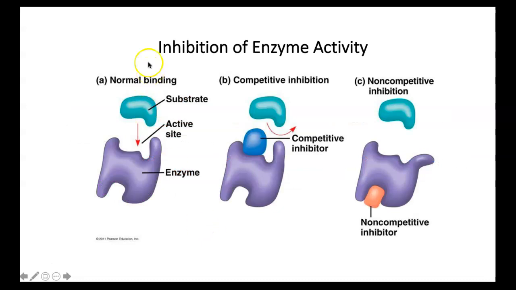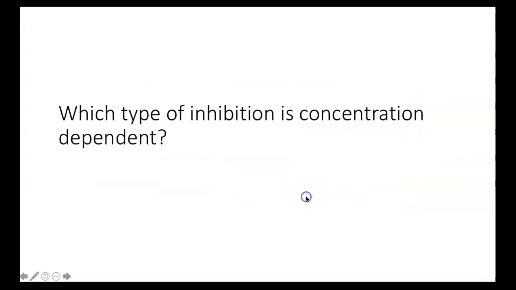So just to show you a picture of it, A is normal binding of a substrate to an enzyme. Perfect. B is showing you the competitive inhibitor in blue and the substrate not being able to bind to the active site because the competitive inhibitor is blocking it. C is showing you non-competitive inhibition. The non-competitive inhibitor goes to the back here, binds to this site, changing the shape of the active site. Well, the active site is exposed, it's available, but the substrate can't bind because it's changed shape. So what type of inhibition is concentration dependent? It's this middle one, competitive inhibition.